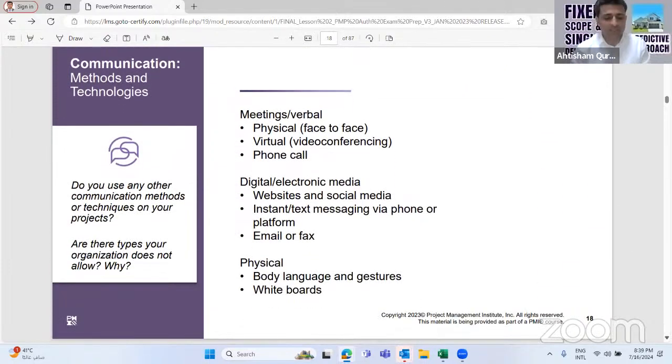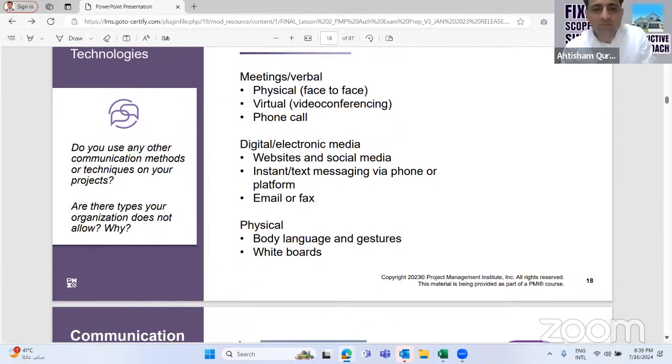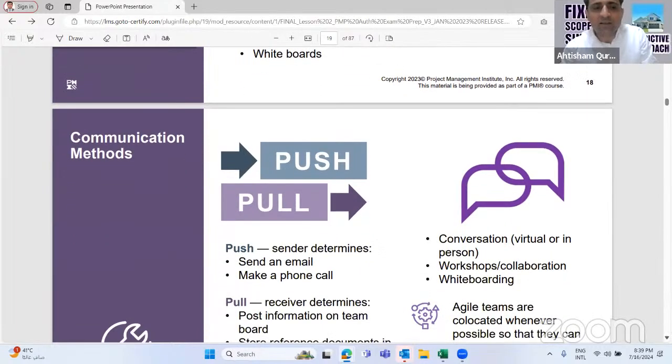So when we deal with people, we talk with them verbally, we talk with them face to face, we meet them, we talk with them virtually, sometimes on a Zoom call, sometimes on a Microsoft Teams call, sometimes we pick up the phone and call. So no matter which medium we communicate, which method we use, which technology we use, what is being said, is it being understood, is the objective of the communication, right?